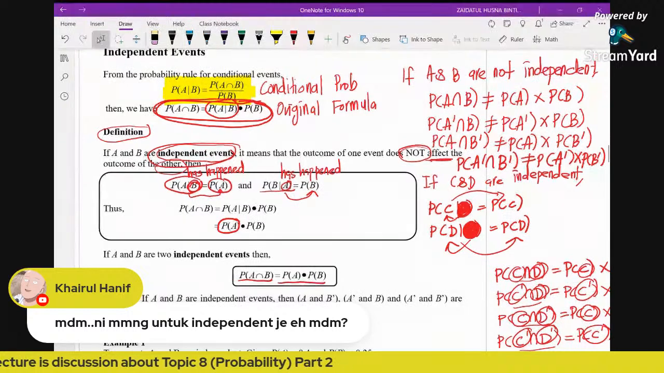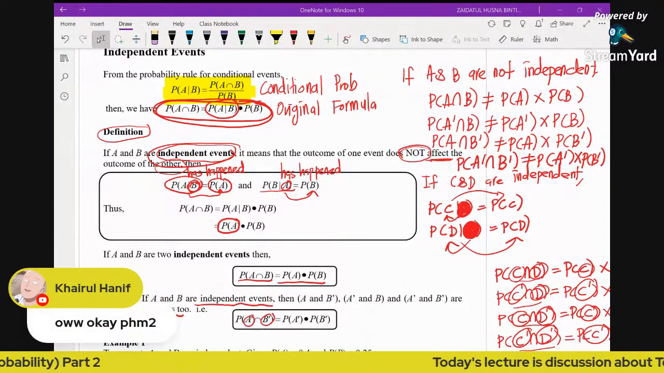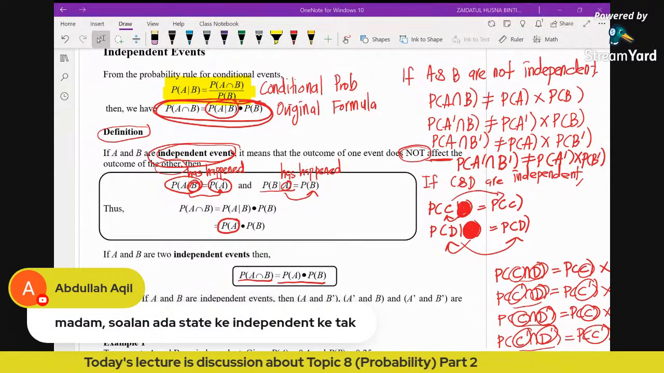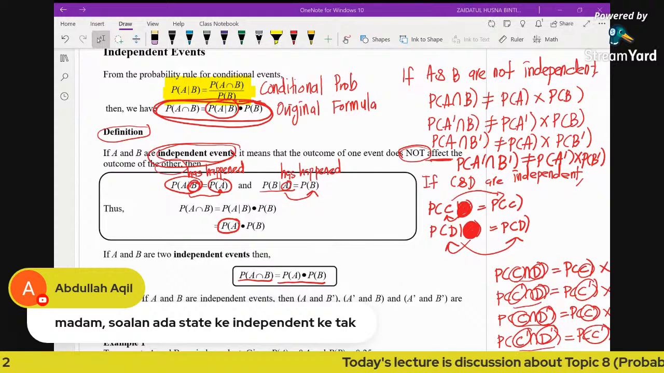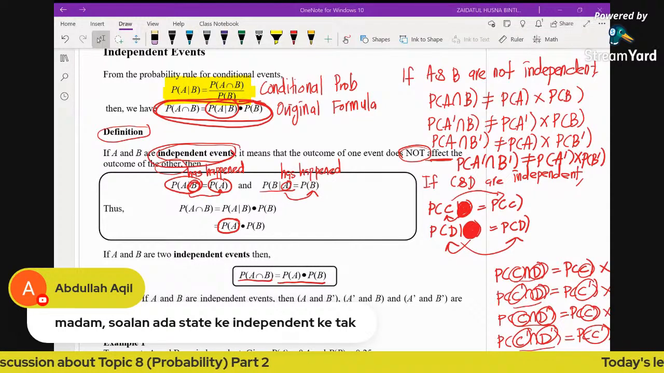Okay, Kai has responded. Understood. Akil asks, Madam, does the question state whether the events are independent? The question will tell you. For example, if it says given A and B are independent, that is where we can conclude the probability of A intersect B equals the probability of A multiplied by the probability of B. If it is not declared, we cannot simply state it.